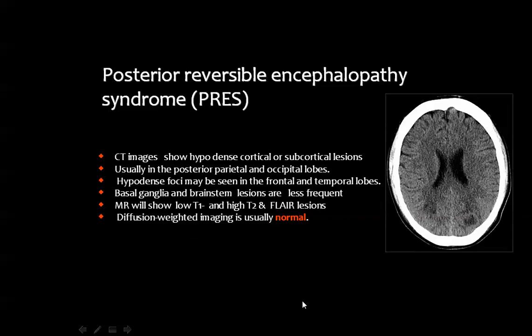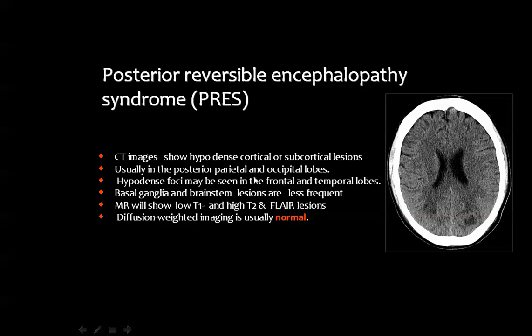And there are many explanations for this encephalopathy syndrome. The most likely one is that the sudden increase in the blood pressure will result in vasospasm of the intracranial circulation to prevent intracranial hemorrhage, and because the posterior circulation is relatively weak compared to the anterior circulation, you may expect the changes to occur in the posterior circulation more commonly than in the anterior circulation.